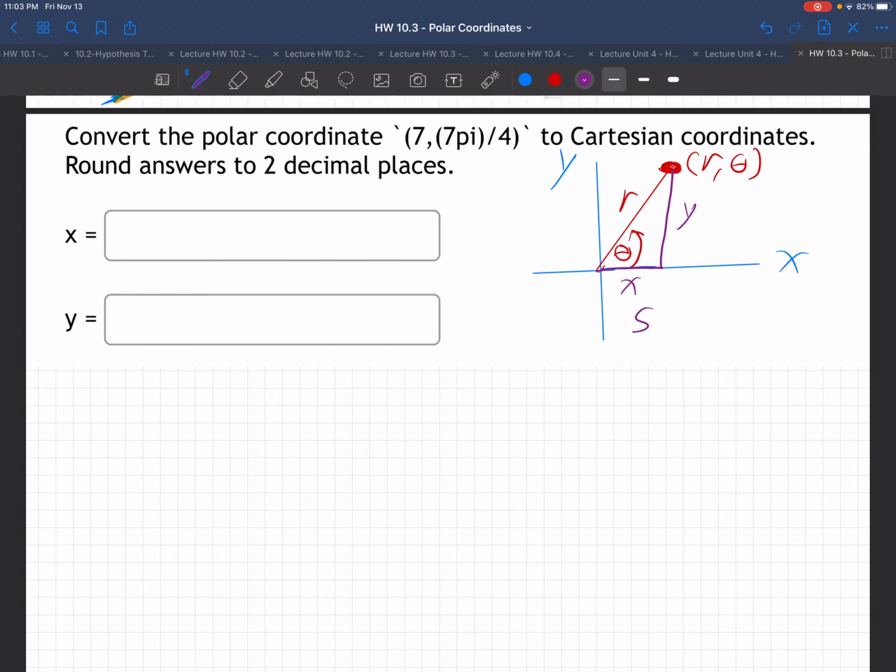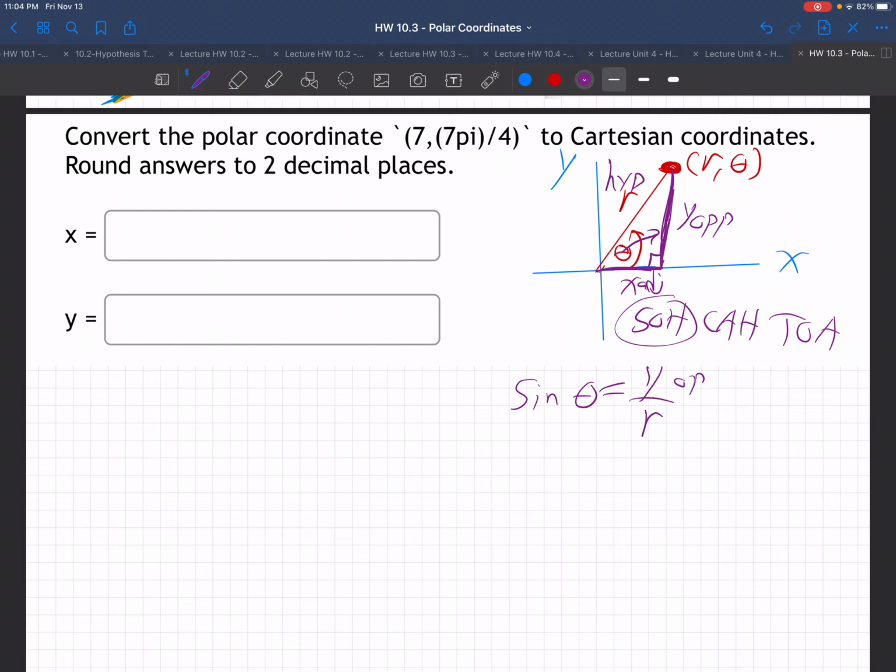Well, remember our SOHCAHTOA? Whenever you have a right triangle, you can use SOHCAHTOA. This is a right triangle. Why is it right? Because it goes straight over and straight up. Rectangular coordinates go straight over, straight up, so they make a right triangle. So if I use the sine, sine is what? Opposite. This is the opposite from angle theta. This is the hypotenuse. This side here is the adjacent. So the sine of theta is the opposite, which is y over r. It's opposite over hypotenuse.